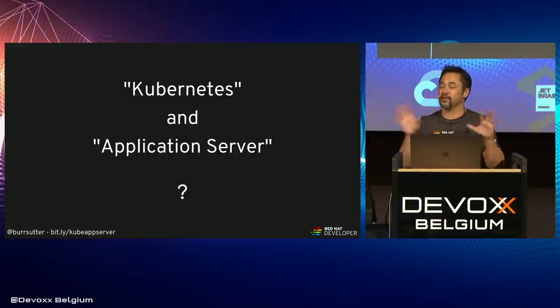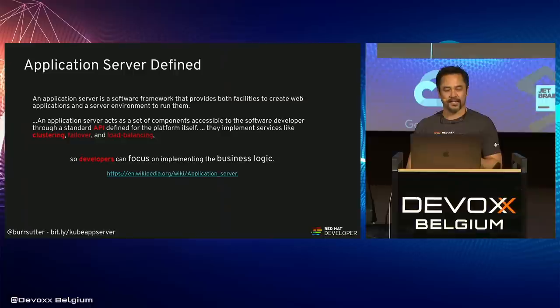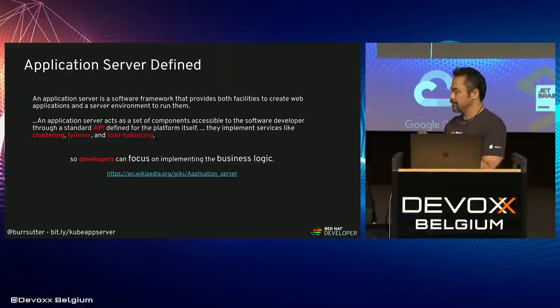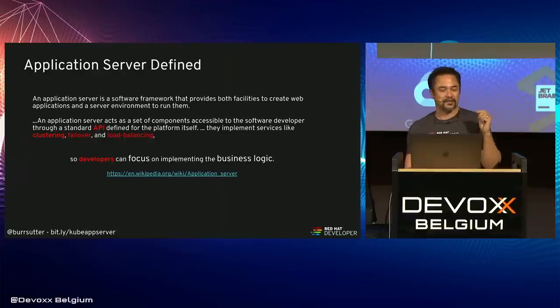So I am counting on the fact that most of you already know Docker. I'm counting on the fact that most of you already know app servers. And we're going to show you kind of the basis of Kubernetes. Now, the app server definition you see in Wikipedia looks like this. An application server is a software framework that provides both facilities to create web applications and a server environment to run them. You get a set of components based on standardized APIs that implement services like clustering, failover, and load balancing.